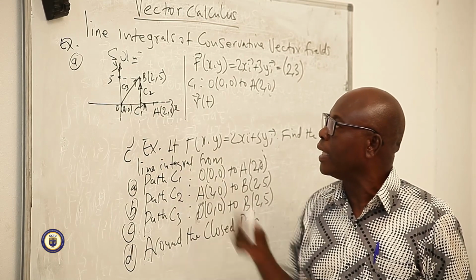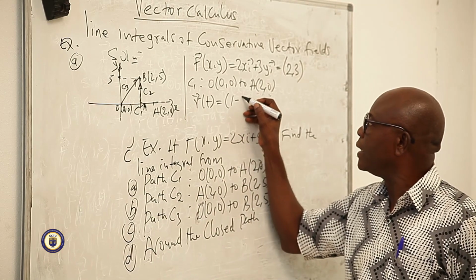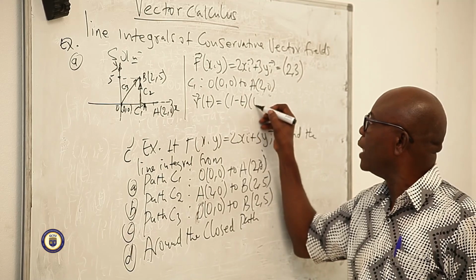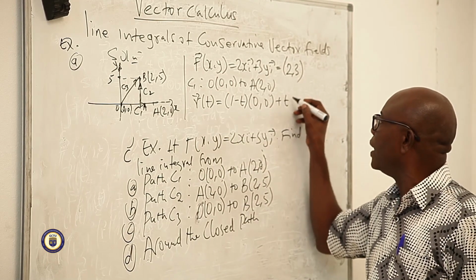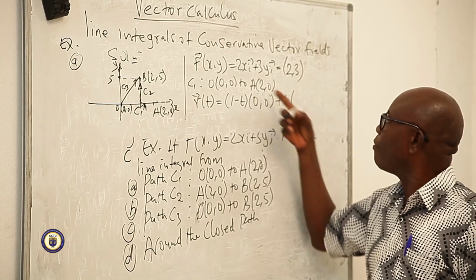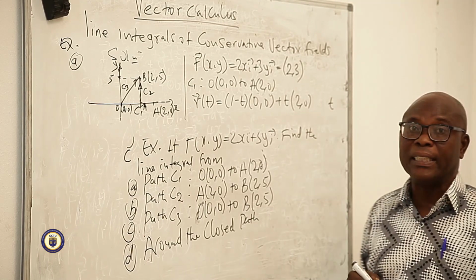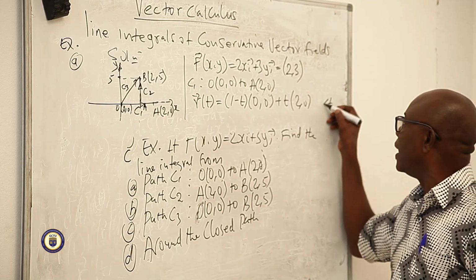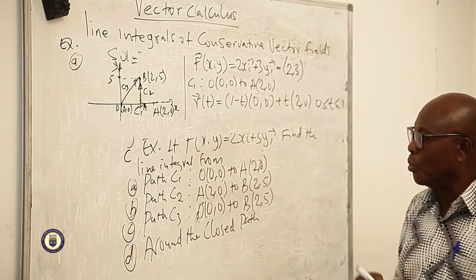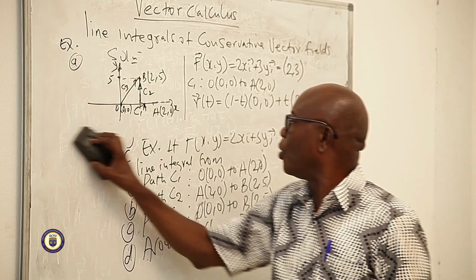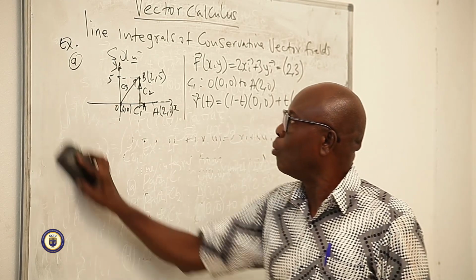It's given as (1 minus t) times (0, 0), the initial point, plus t times the final destination, (2, 0). In this case, the parameter t is always defined between 0 and 1. And so let's continue along the path C1.